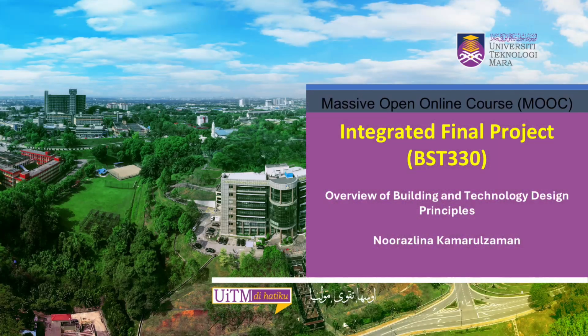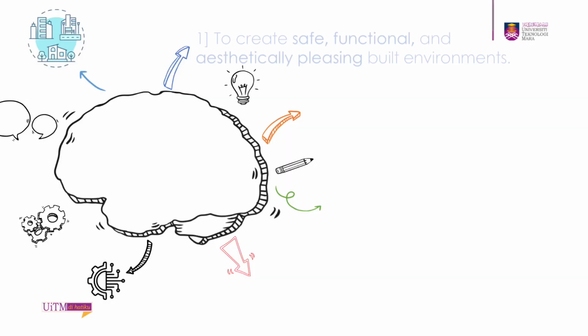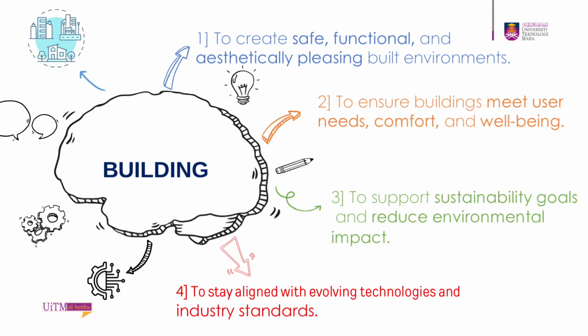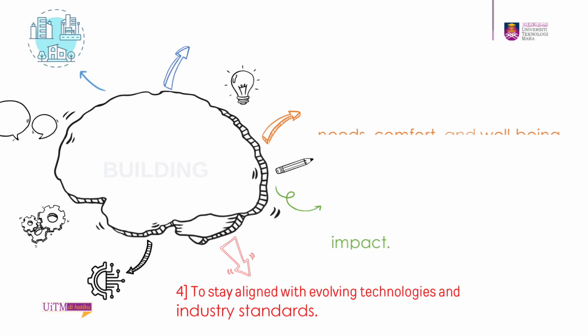Integrated Final Project, BST330, Overview of Building and Technology Design Principles. Building: 1. To create safe, functional and aesthetically pleasing built environments. 2. To ensure buildings meet user needs, comfort and well-being. 3. To support sustainability goals and reduce environmental impact. 4. To stay aligned with evolving technologies and industry standards.